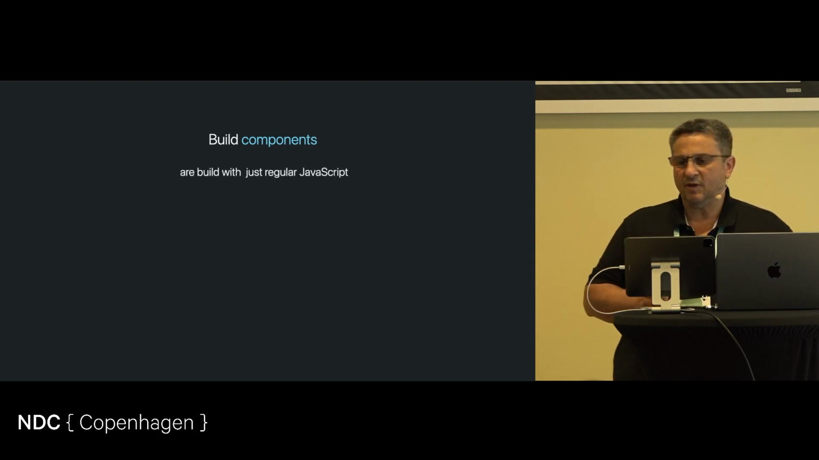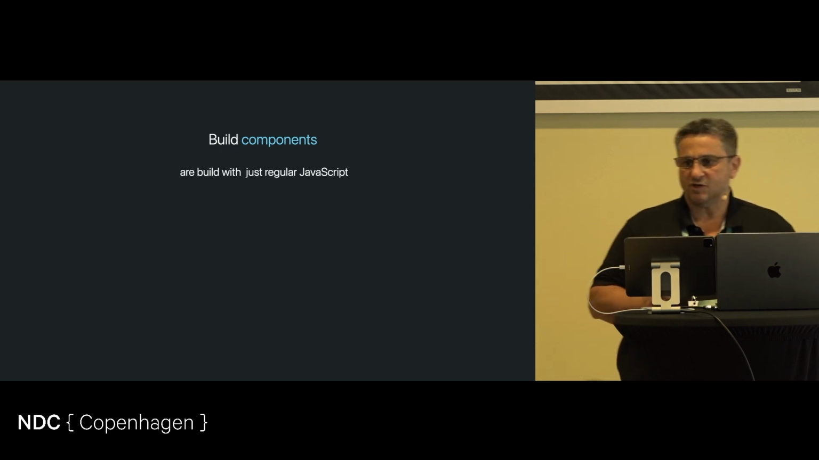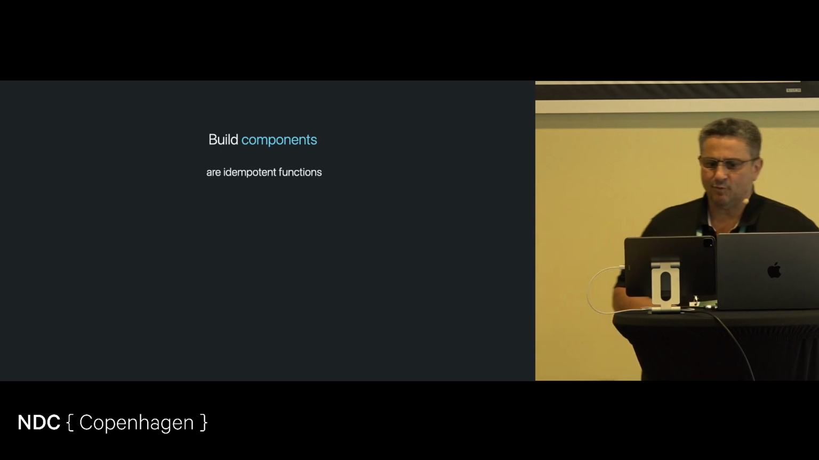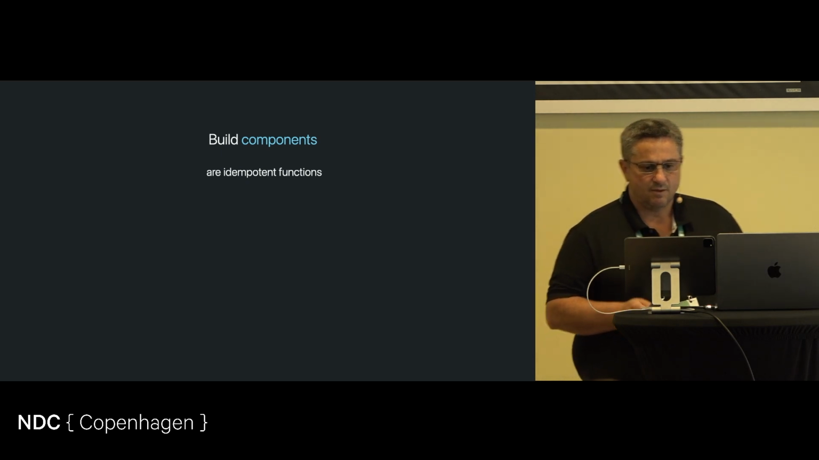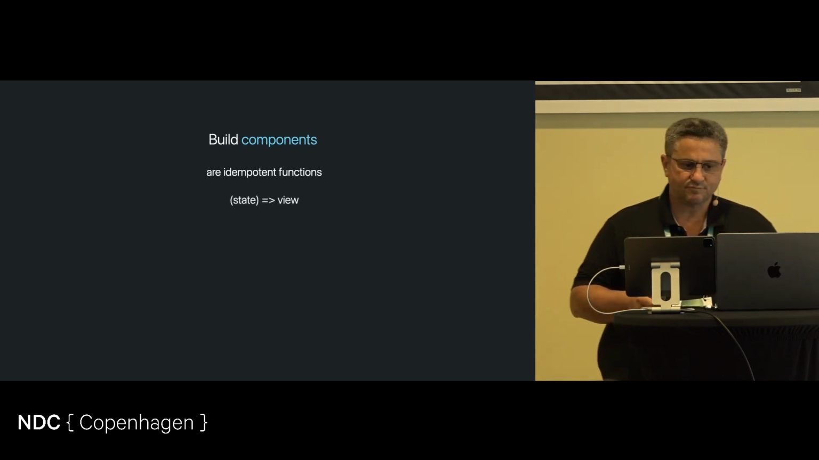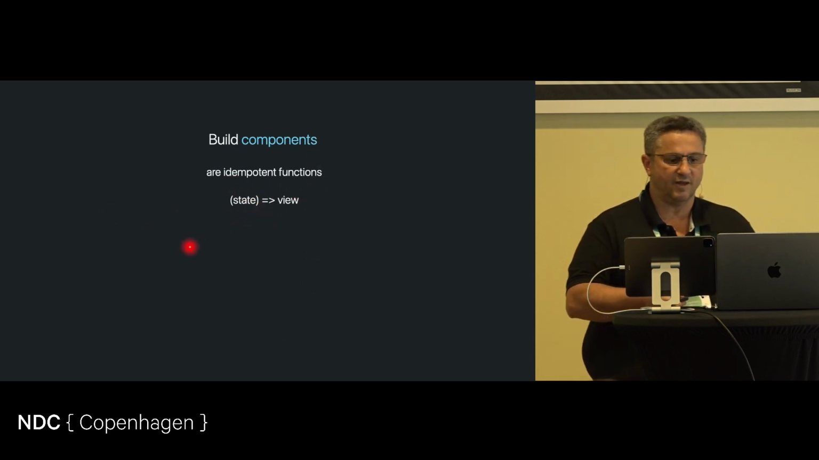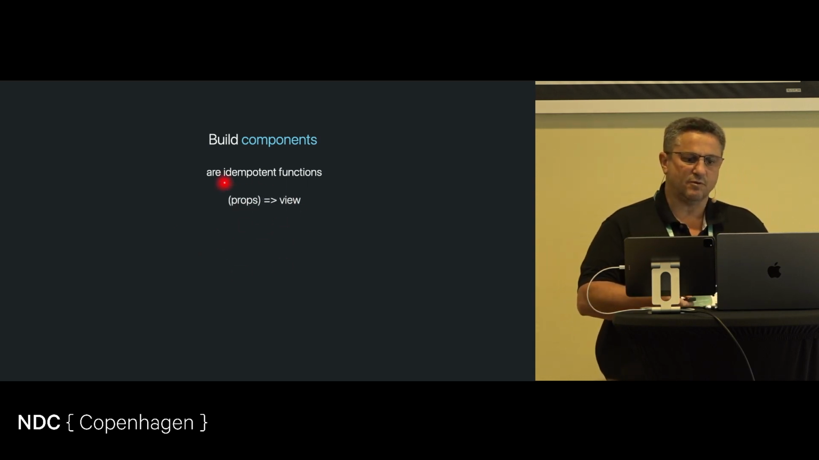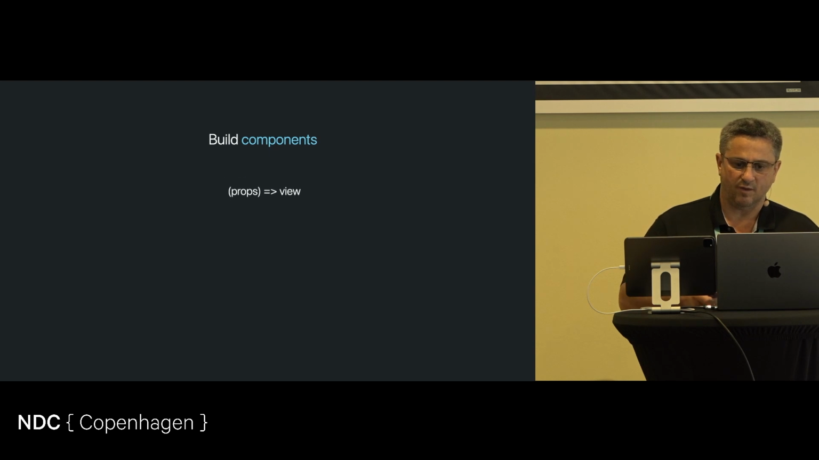Components are built of just regular JavaScript. And as you know, JavaScript is one of the most used languages, listed just after English. Components are idempotent functions that describe the UI at any point in time. Given some state, we can derive that UI, that view. In general, we call this state props, okay? Given some props, we can derive our UI.